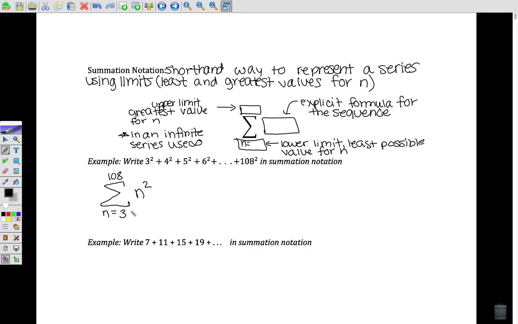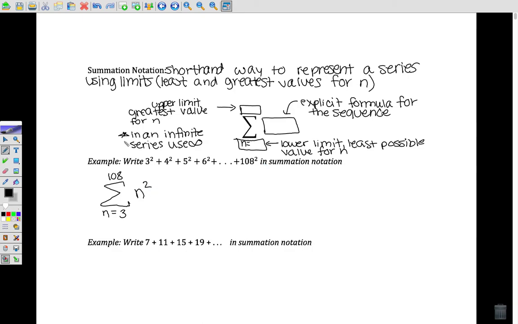So I have my lower limit, upper limit, explicit formula. So this tells me if I'm operating on the explicit formula n squared, I first plug in 3, then 4, then 5, then 6, then 7, then 8, all the way until I'm plugging in 108, which is exactly the formula I have here.